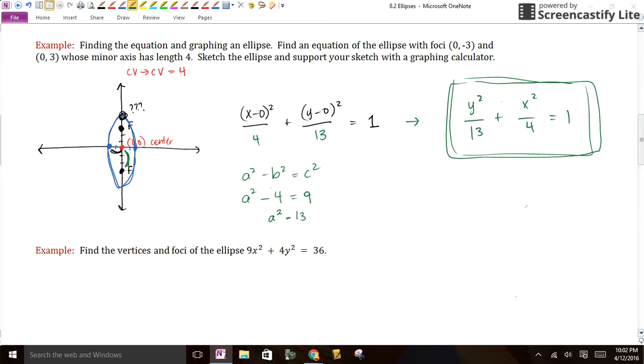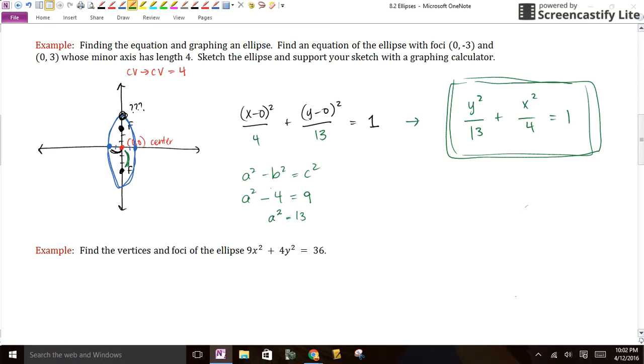You would plot the center, which is (0, 0). Then in the x direction, you'd go 2. In the y direction, you'd go root 13, which is a little less than root 16, so a little less than 4 in each direction. You'd put those points all on there and then you'd graph it. And I'm sure I'm going to do that in a minute.